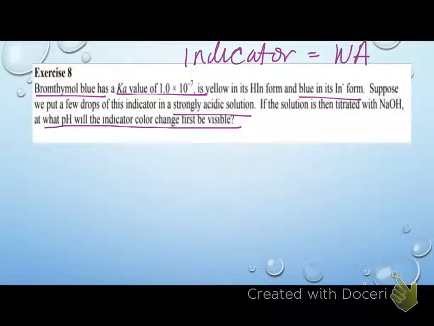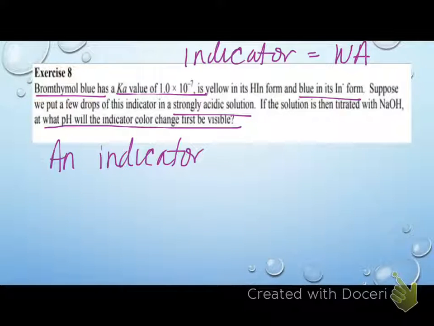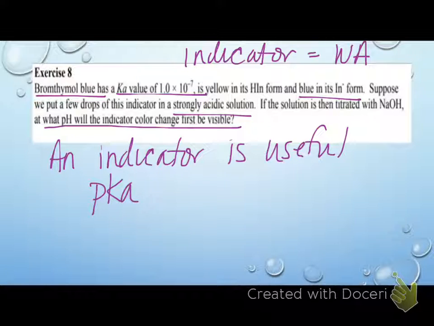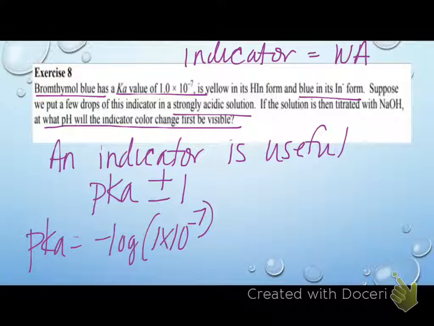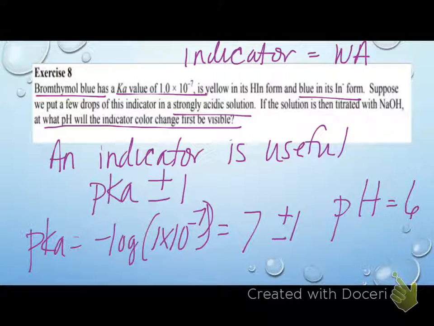But what you need to know for this is the pKa. That is what we're going to be looking for. An indicator is useful where the pH is at your pKa plus or minus 1. So if we were to take the pKa, we would take the negative log of 1 times 10 to the negative 7. So that would be 7, so our plus or minus 1 would be a pH of 6, is where we would first see that first color change be visible. And then, of course, the usefulness would be between 6 and 8 is where we would use that indicator. Okay, so that completes the last of the buffer notes, and I will see you in class.